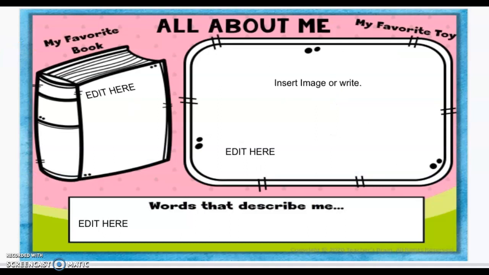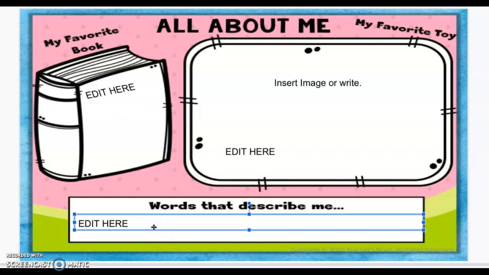And then on the next page, you can write in this first box your favorite toy. On the book, you're going to talk about your favorite book, and then some words to describe you, maybe creative, adventuresome. One of the words that maybe your friends would use when they describe you as a second grader.